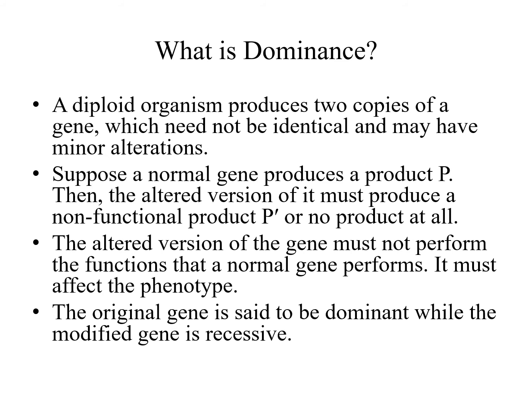Dominance. What is dominance? A diploid organism produces two copies of a gene, which need not be identical. See, for example, capital T and small t, they are not identical. But one may be a normal gene, and the other may be a non-functional part. Suppose a normal gene produces a product P, an altered version of it produces a non-functional product, that is P dash, or no product at all.